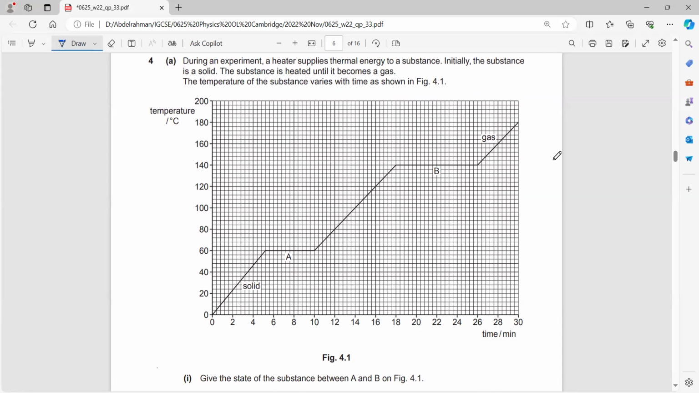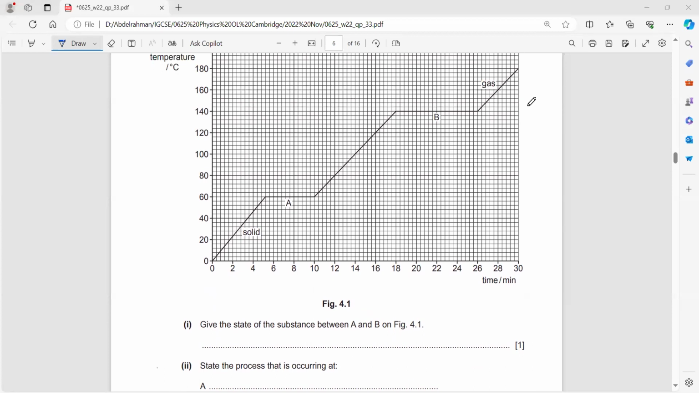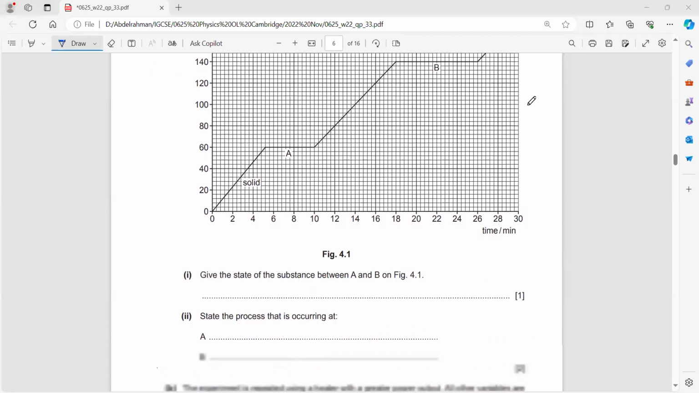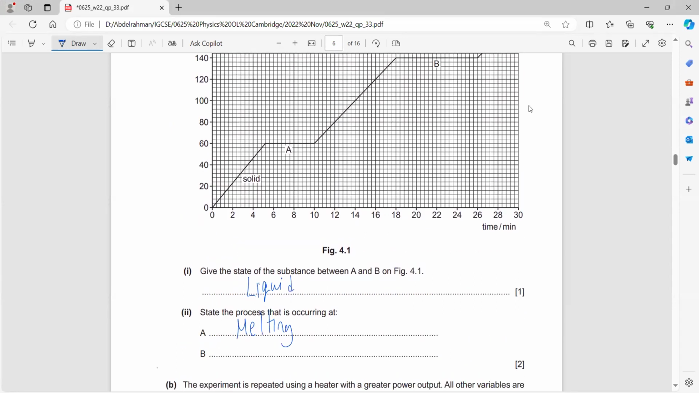Okay, during an experiment, the heater supplies thermal energy to a substance. Initially, it was a solid moving through process A, process B, and then reaching a gas. Give the state of the substance between A and B. Liquid, of course liquid. What's process A? Melting. Process B? Evaporation. Boiling, or evaporation.